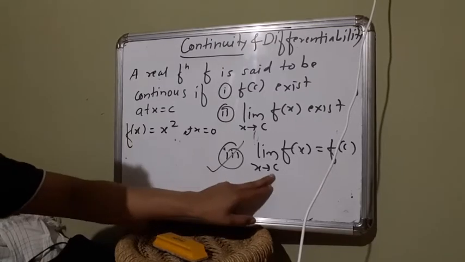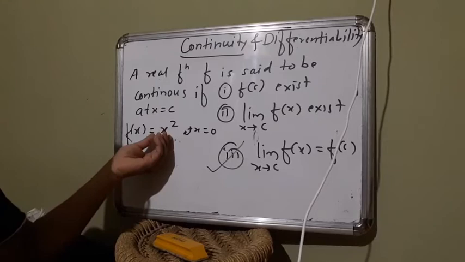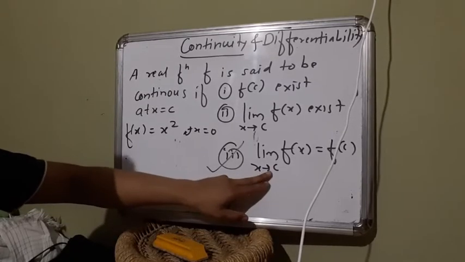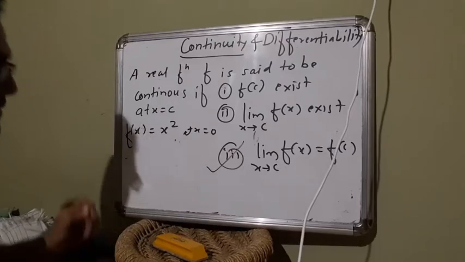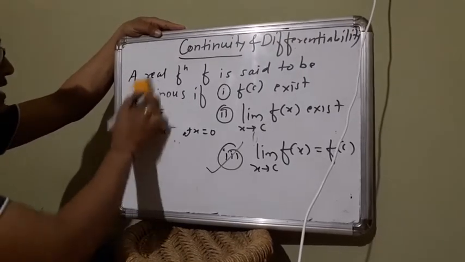So this definition you have to use for normal functions. Normal functions means like x square, or 2x plus 3, or like x cube plus 3x minus 8. For such simple functions we have to use this definition. Now suppose you have a function of this type, I'll write it here.